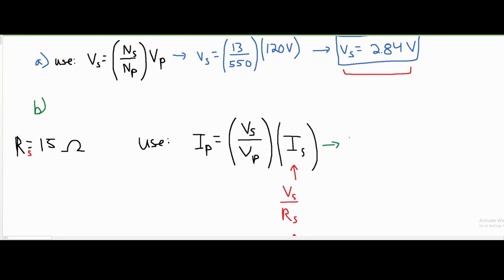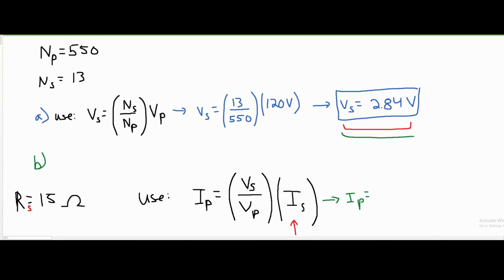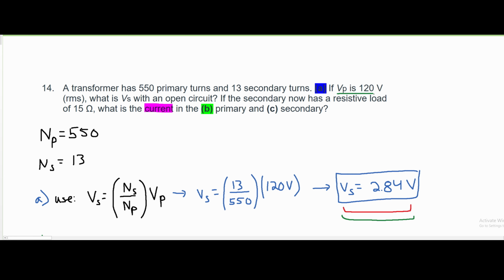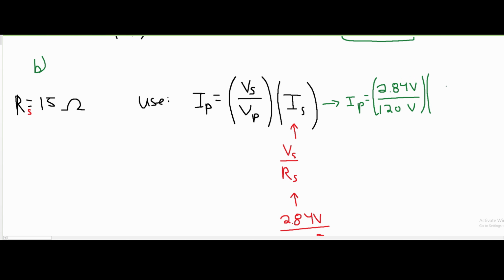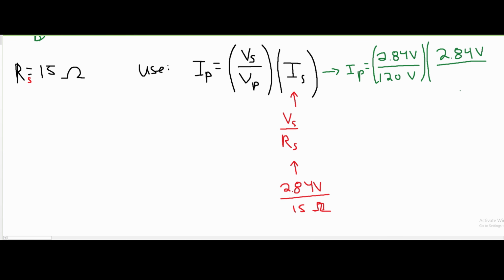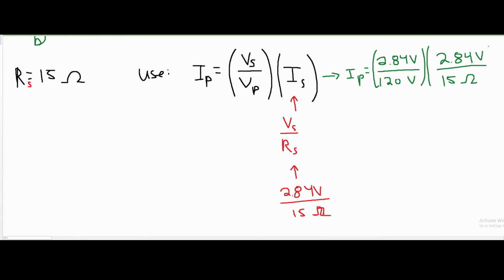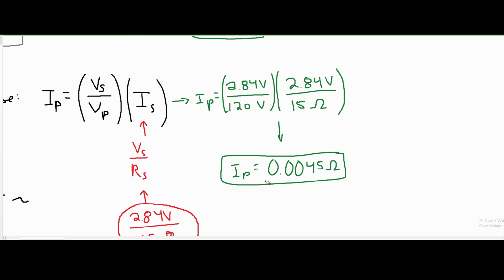If we're going to plug in all of our values, we have I primary is equal to V of S, which is again 2.84 right here, divided by V of P, which we were given right here to be 120 volts. We could put these in parentheses and then multiply what we wrote down here, which was 2.84 volts divided by 15 ohms. After we plug this into our calculator, we're just going to get approximately 0.0045.